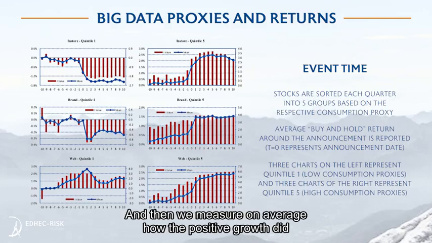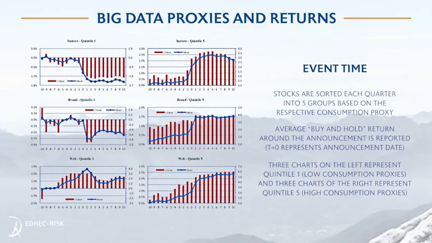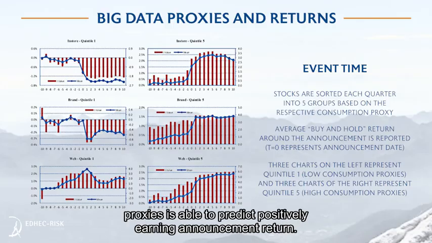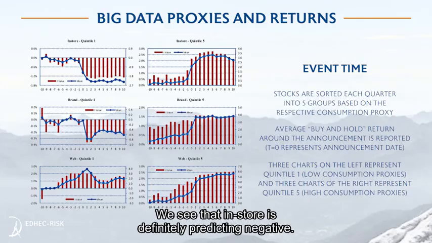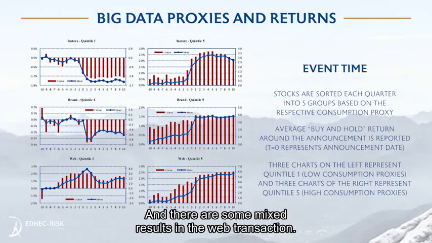And then we measure, on average, how the positive group did relative to the negative group. What we see is something very nice, which is that on the positive side, each one of these proxies is able to predict positive earnings announcement return. On the negative side, the picture is a bit more complex. We see that in-store is definitely predicting negative, brand is predicting negative, and there are some mixed results in the web transaction.